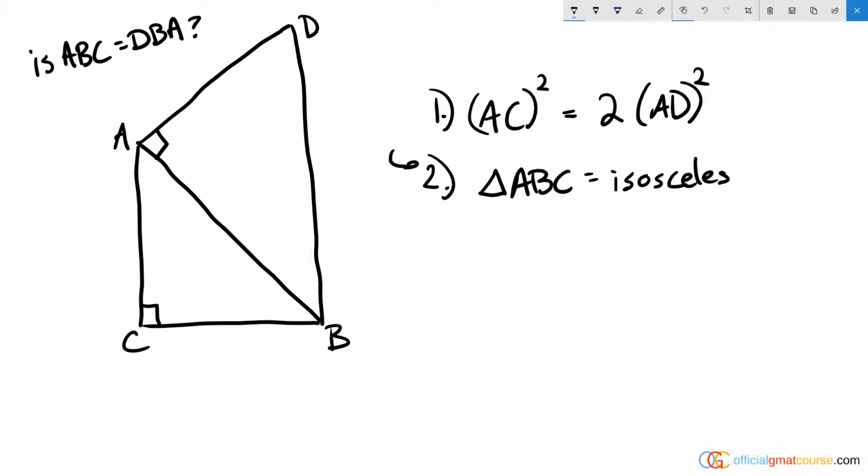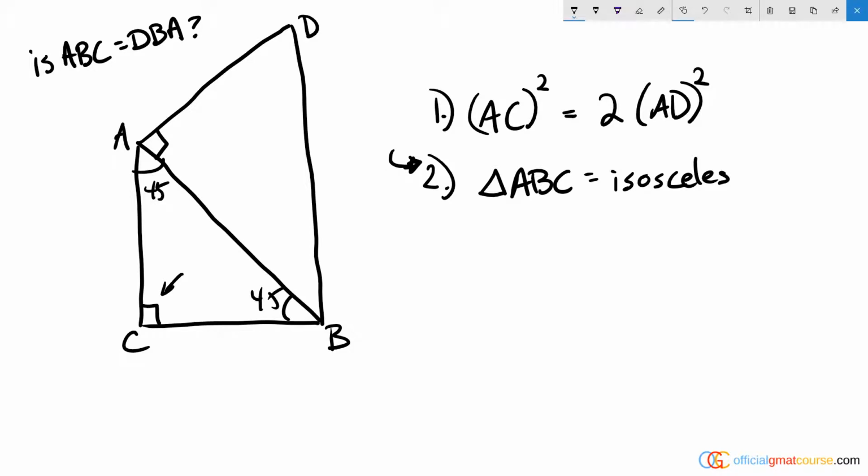Statement 2 says ABC is isosceles, and that means it's a 45, 45, 90 right triangle because it means that two angles are equal to each other. And since we already have a 90-degree angle, I know that that can't be paired with another 90-degree angle, or we wouldn't have any degrees left over for the third angle because the three angles always add up to 180. So I know it's a 45, 45, 90.